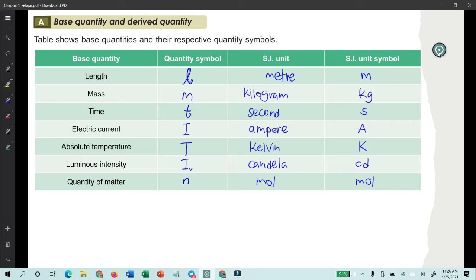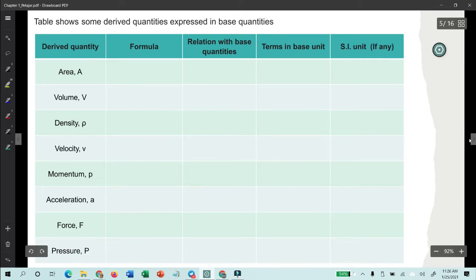So you have to remember the SI unit for each of these base quantities. Remember, these base quantities cannot be obtained or derived from any other base quantities. Next, let's look at some derived quantities. The first one is going to be area.